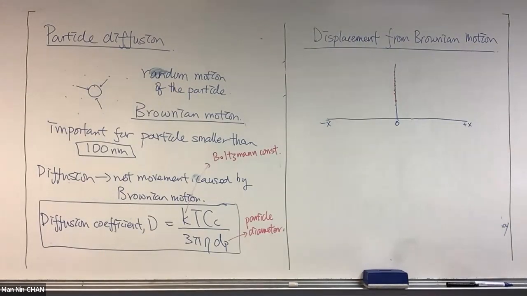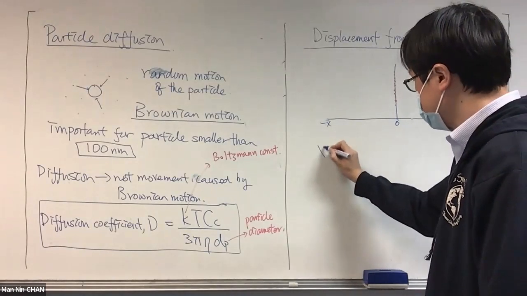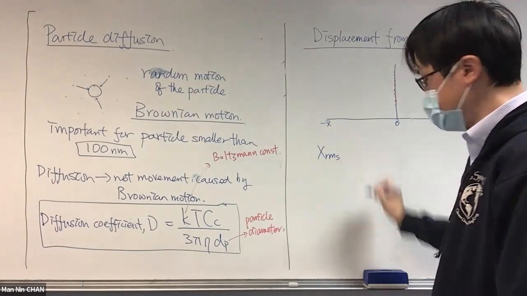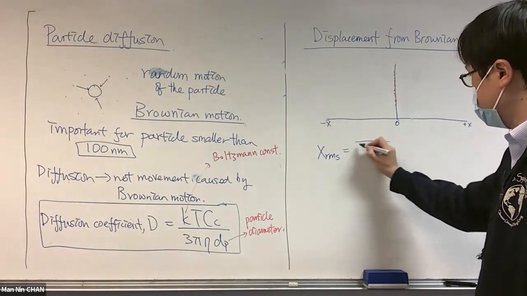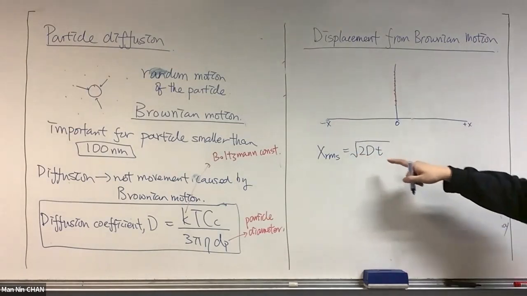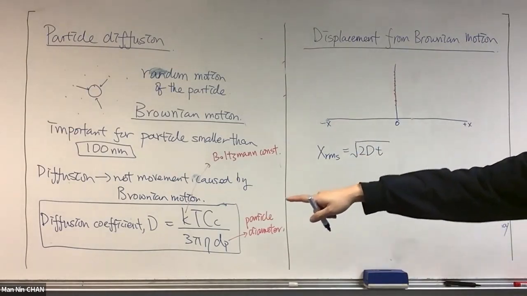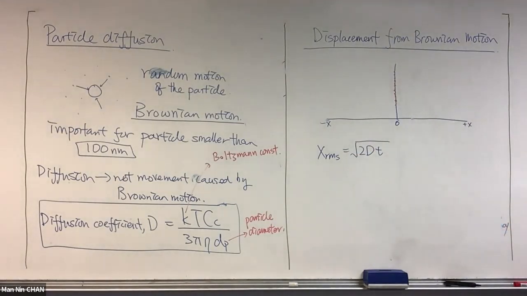You can also look at the displacement. One way to calculate the displacement is to calculate what we call the root mean square displacement, which is equal to the square root of 2 times D, where D is the diffusion coefficient, times the time t. It depends on that time.